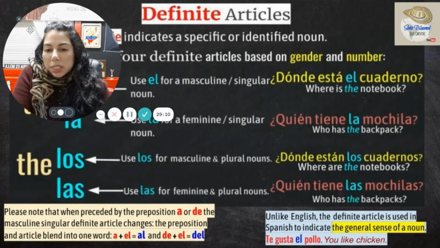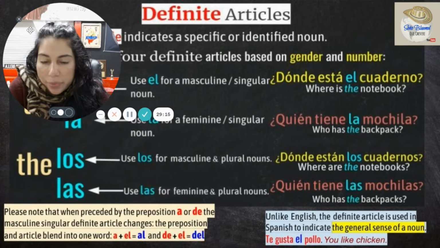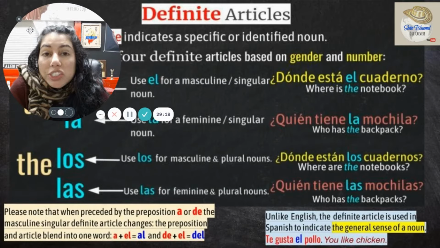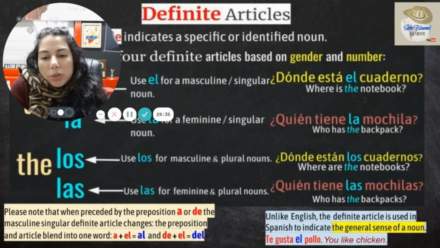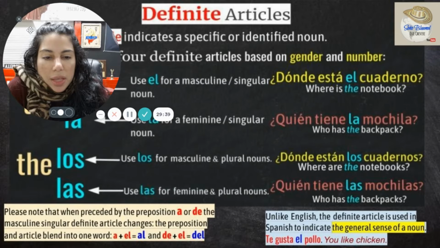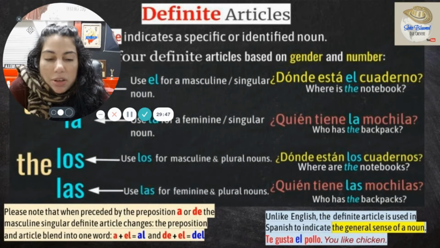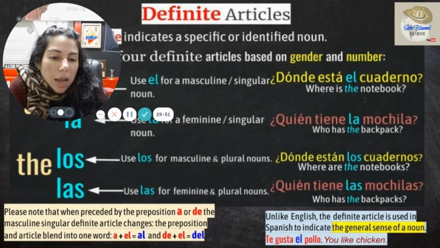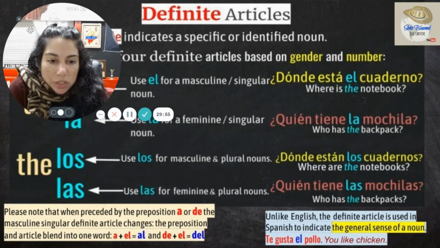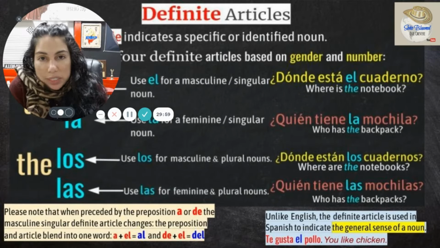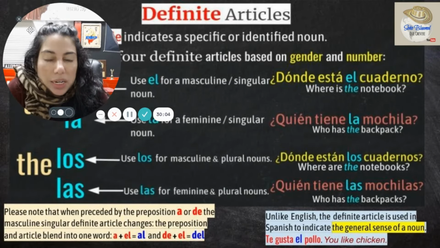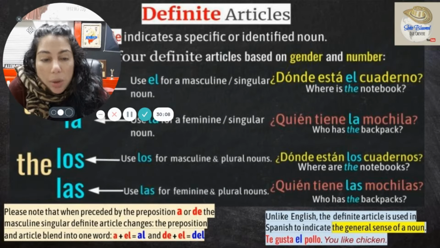Okay, so please know that when preceded by the preposition a or de in Spanish, the masculine singular definite article changes. So the preposition and article blend into one word. For example, a plus el becomes al, and de plus el becomes del. So you will see that in Spanish a lot, that we don't say a el or de el, we just say del or al. And then unlike English, the definite article is used in Spanish to indicate the general sense of a noun. So for example, in Spanish, we would say, ¿Te gusta el pollo? But in English, you would say you like chicken. You wouldn't say you like the chicken unless it's a specific type of chicken. But if it's something general in Spanish, we use the definite article. So, ¿Te gusta el pollo?